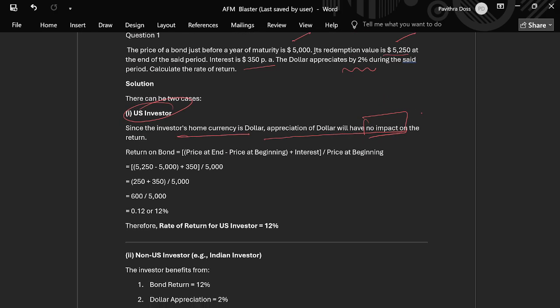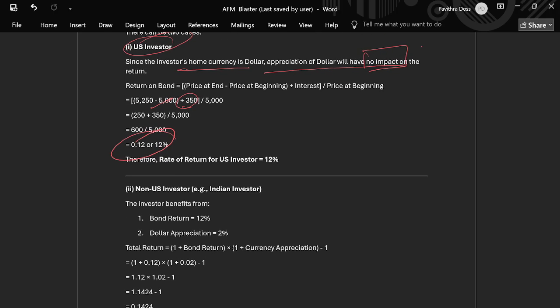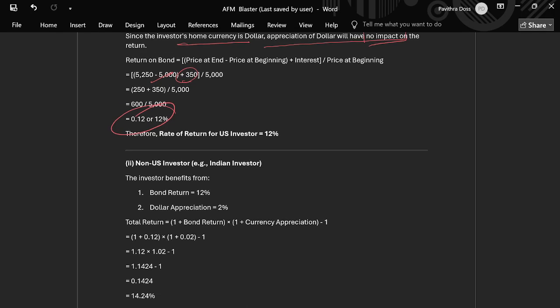Now let us see what the return is going to be. We have already done this multiple times in the bond valuation chapter also. So the closing value is 5,250 and the opening is 5,000, and the interest is that, divided by the opening price. So we get the return as 12 percent, right? I hope you also have your calculators in hand. I'm not going to open a calculator here, I'll be doing it in my own calculator. So you also please work it out along with me.